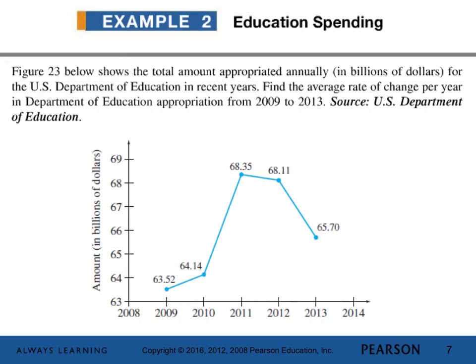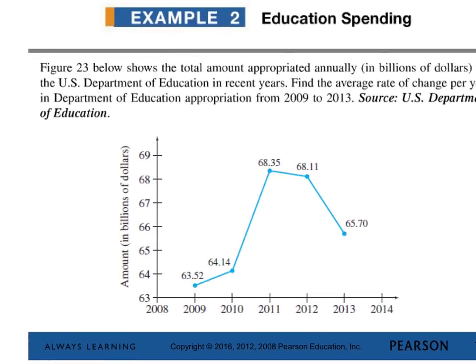So in this figure, we're going to look at something where the change is a little more pronounced. This figure shows the total average amount appropriated annually, in billions of dollars, by the U.S. Department of Education, and shows how this amount has changed in recent years. So what we want to find is the average rate of change per year in the Department of Education appropriation from 2009 until 2013.